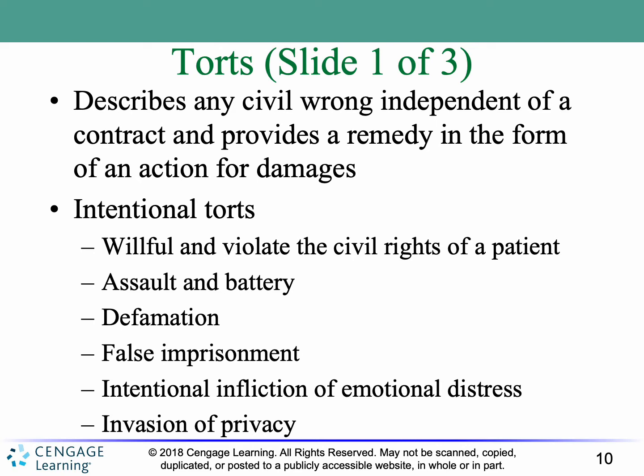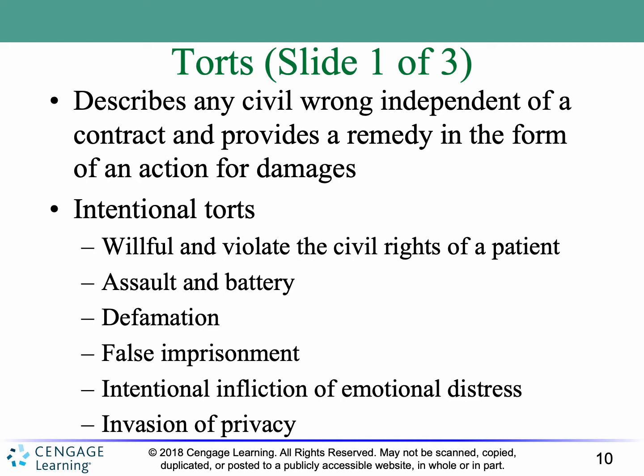Most actions against operating room personnel are civil actions rather than criminal, and as I mentioned, can be unintentional or intentional. However, unintentional torts are the most common types of patient care errors, which means we didn't do it on purpose. So let's talk about intentional torts first, and then we'll discuss unintentional torts.